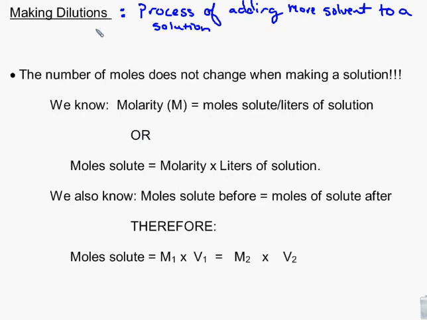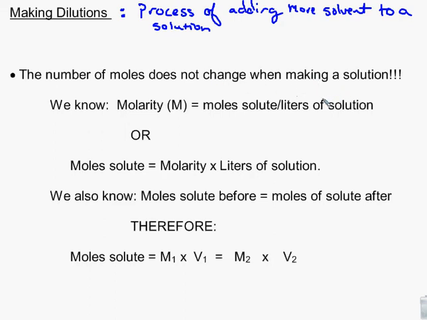This is on making dilutions. Dilution is the process of adding more solvent to a solution. So we start off with a concentrated solution, like our frozen juice concentrate, and we add water to it to make it more diluted. Now the thing that we can say is the number of moles does not change when making a dilution.